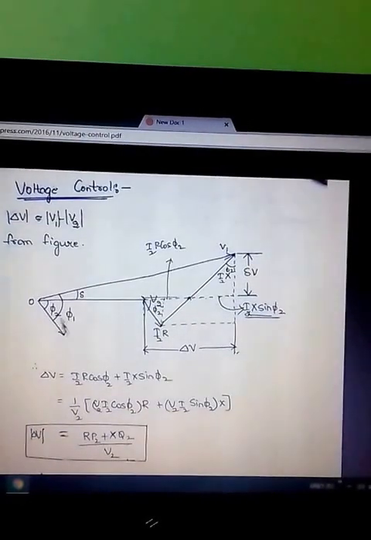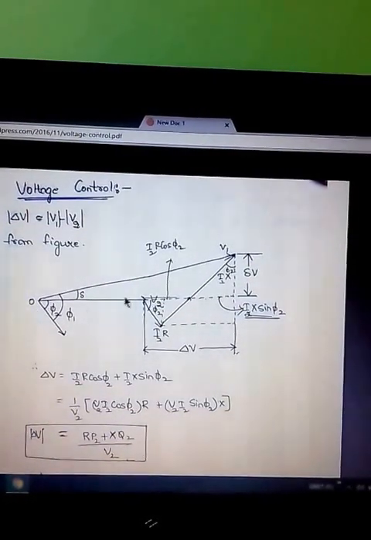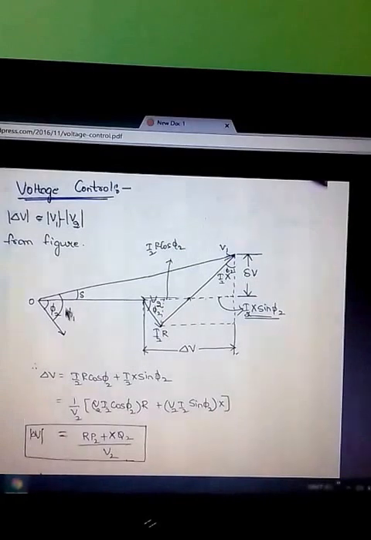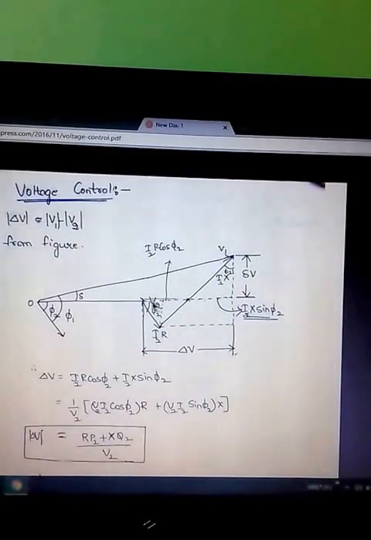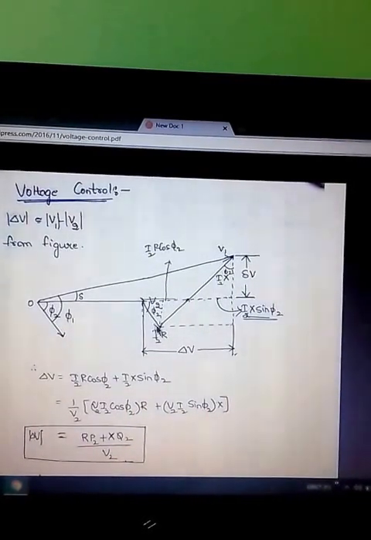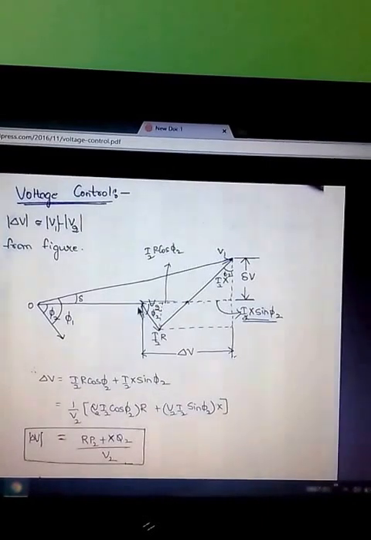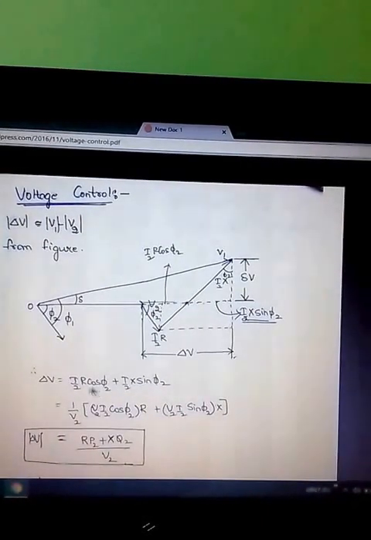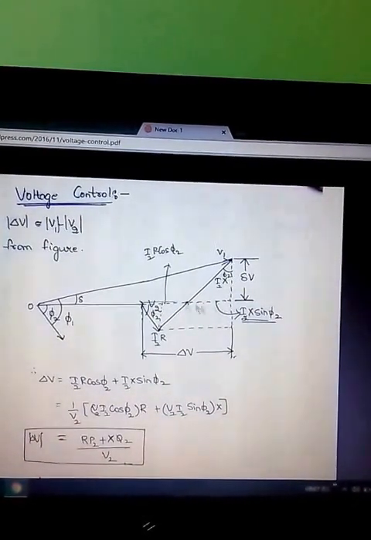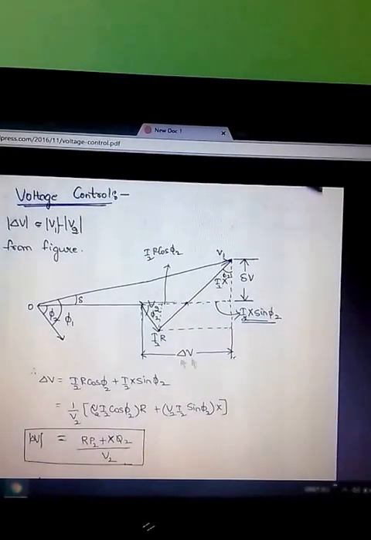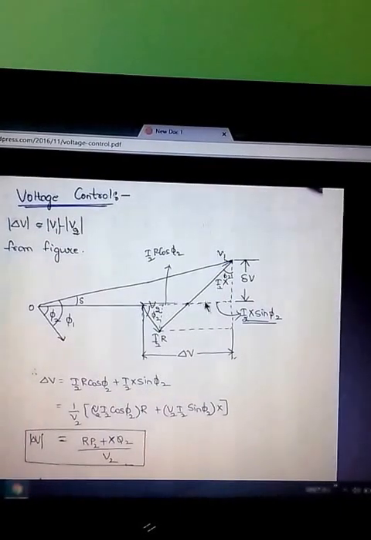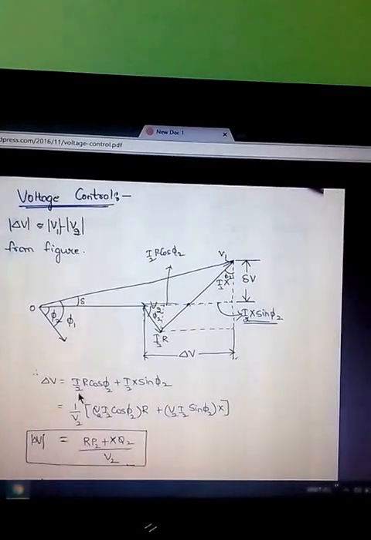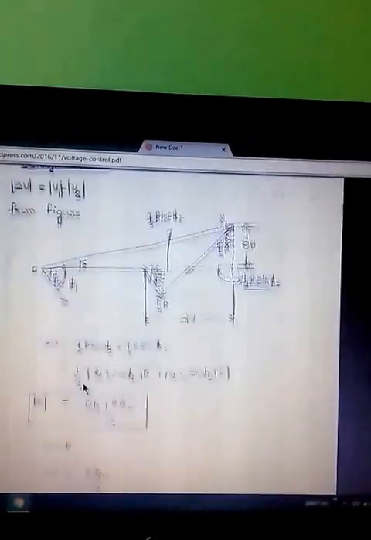Here I2 lags V2 by an angle phi 2. There is an I2R component parallel to I2 and an I2X component perpendicular to I2R. So the resultant vector is V1. If you analyze this, you will get this component as I2R cos phi 2 and this component as I2X sin phi 2. So the total delta V is the sum of these components: I2R cos phi 2 plus I2X sin phi 2.